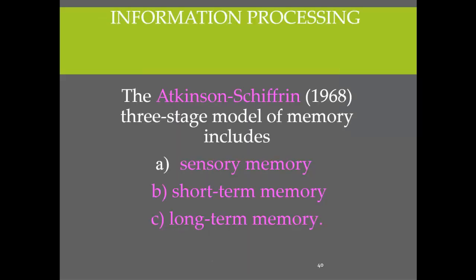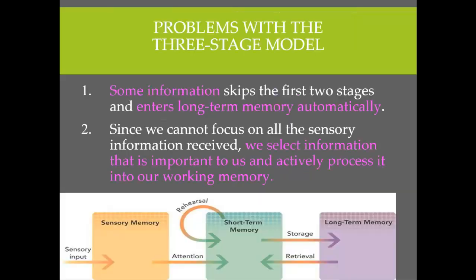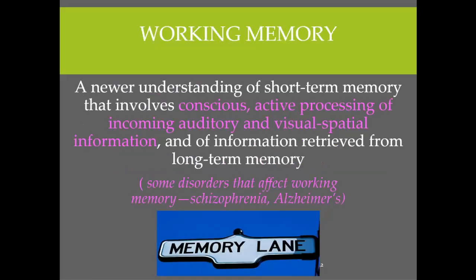The Atkinson-Shiffrin model says there's 3 stages of memory, which are sensory memory, short-term memory, and long-term memory. And we select some information to move on at each stage. Some gets lost, some gets stored. It just depends how much we rehearse it. Working memory is another name for short-term memory.